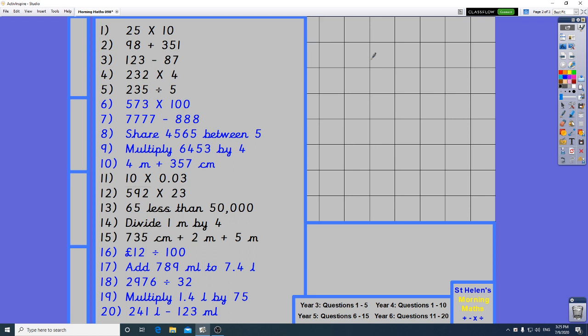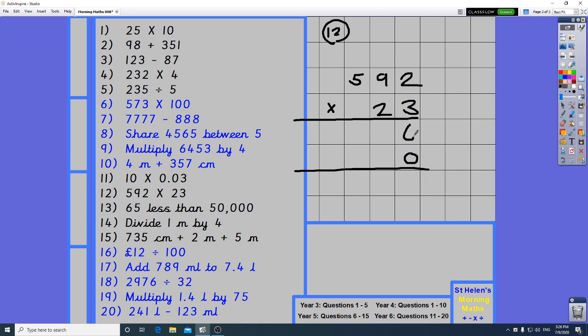Question 12. 592 times 23. No really easy way of doing this. We're going to need long multiplication. Two lines of multiplication. We multiply 592 by 3 and then by 20. Place that 0 in there.